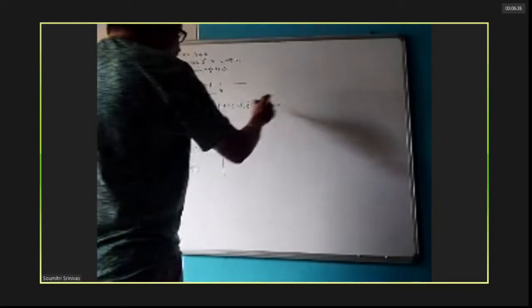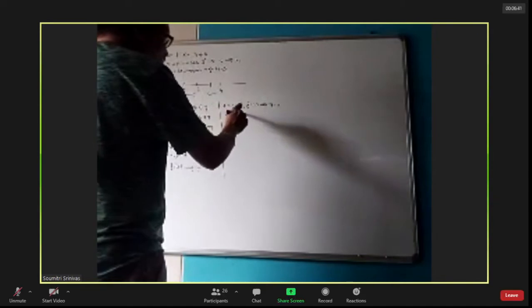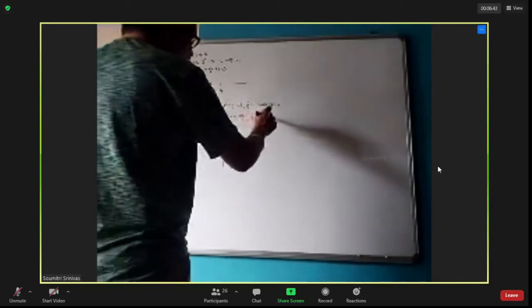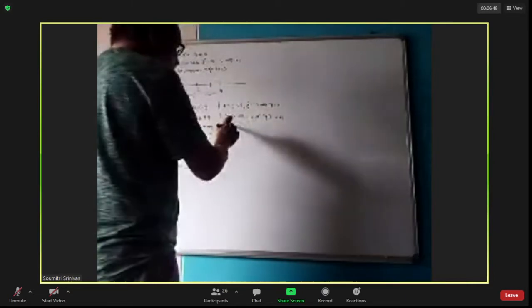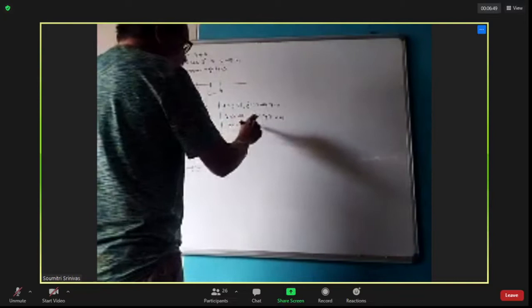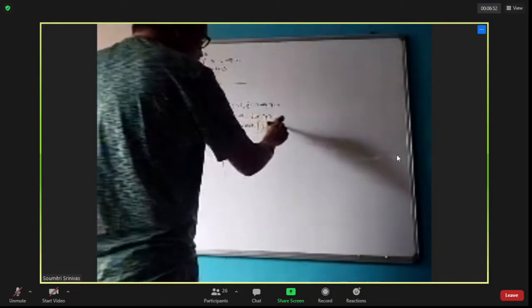Now x is somewhere here. Where is x now? X is approaching 3 from right hand side. What is f of x, man? 7.01. X is 3.001. f of x is 7.001. X is 3.0001. f of x is 7.0001. What's the conclusion?